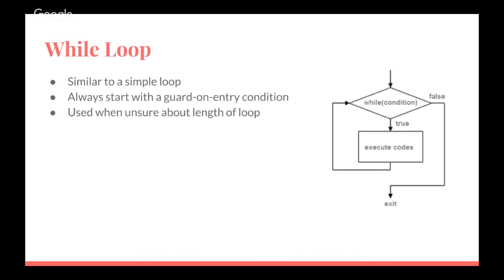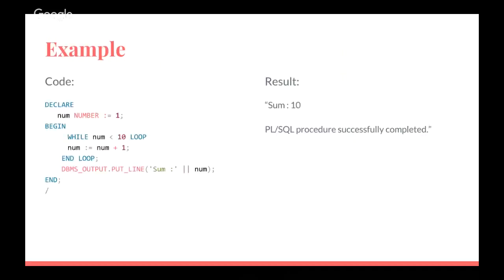A while loop is similar to a simple loop, only it will always start with a guard on entry condition in the form of a true or false comparison. This allows you to use a loop when you aren't quite sure how many times the loop should or will run. For example, in this code, the user wants to see the sum of the increments at the end of the loop. We have set the constraint to be less than 10 so that the loop stops when that is false. After it stops, the sum is shown to the user, as you can see in the results on the right.